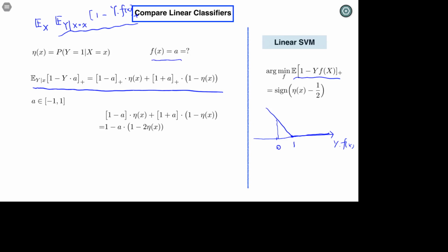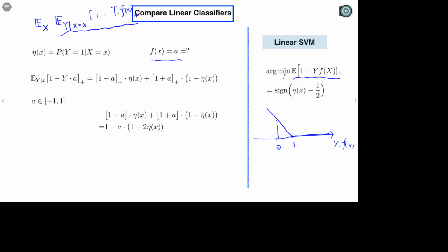First, let's evaluate this expectation. Well, y is binary, taking only 2 values, so the expectation is basically the sum of 2 terms. When y is equal to 1, the probability is eta x, and then y times a is just a. When y is equal to minus 1, the probability is 1 minus eta x, and then y times a is going to be minus a, so that minus sign becomes plus.